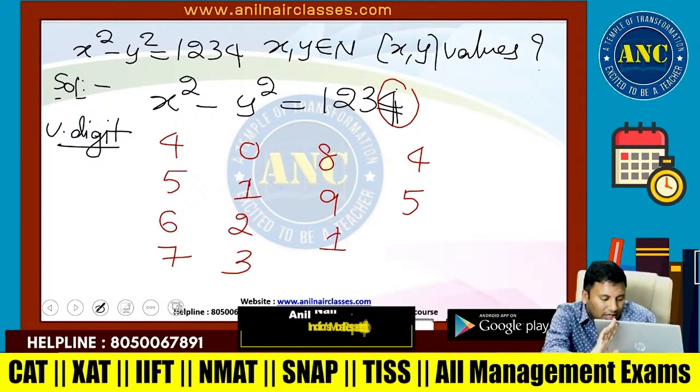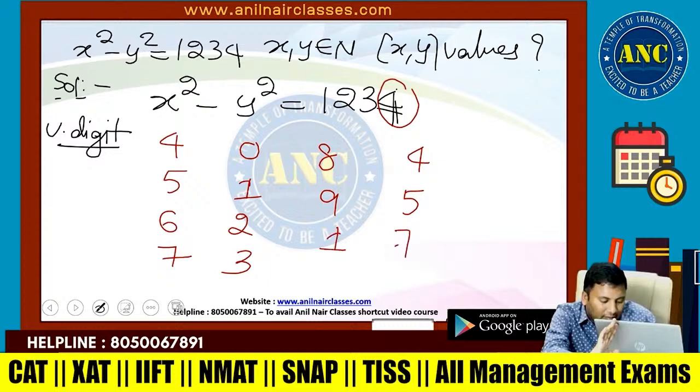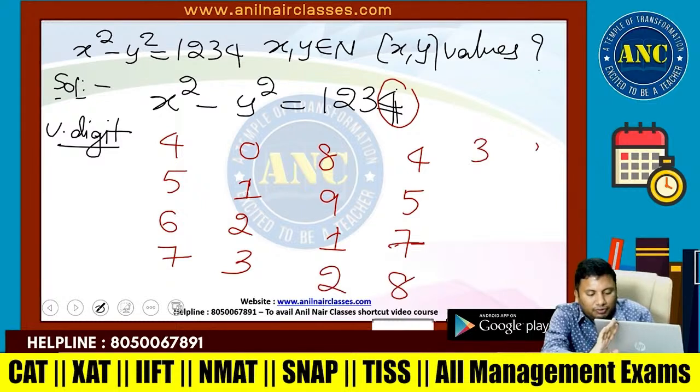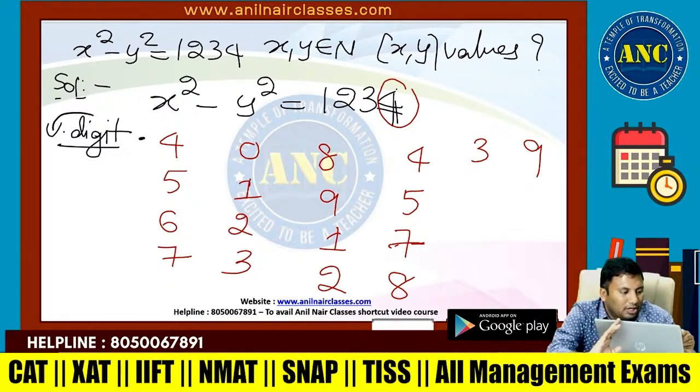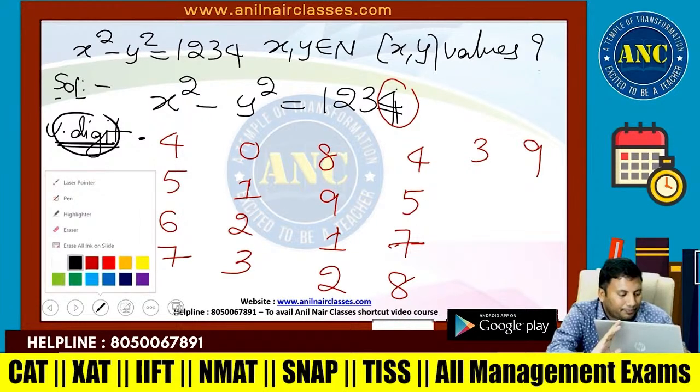If it is 1, 10 carried, 11 minus 7 is 4. If it is 2, 10 carried, 12 minus 8 is 4. If it is 3, 10 carried, 13 minus 9 is 4. What are all these numbers? All these numbers are the possible unit digits of a number.